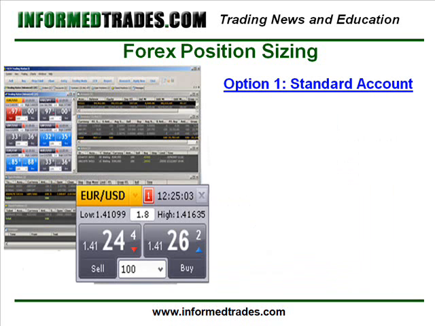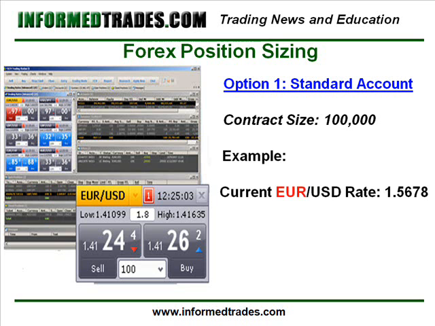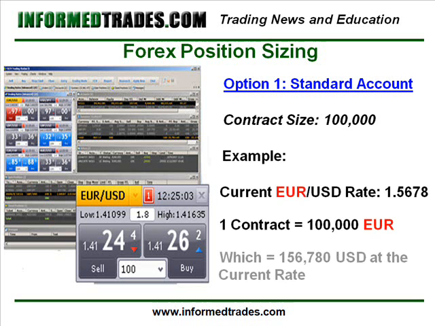The first option is what is known as a standard account. A standard account trades standard contract sizes, which in the retail FX market normally means 100,000 of the base currency. So, for example, if you are trading Euro-US dollar on a standard account, then the minimum position size you could trade would be one contract, which would equal 100,000 euros against the equivalent amount of US dollars. As the Euro-US dollar is currently trading at 156.78 as of this lesson, that would be 100,000 euros against 156,780 US dollars.